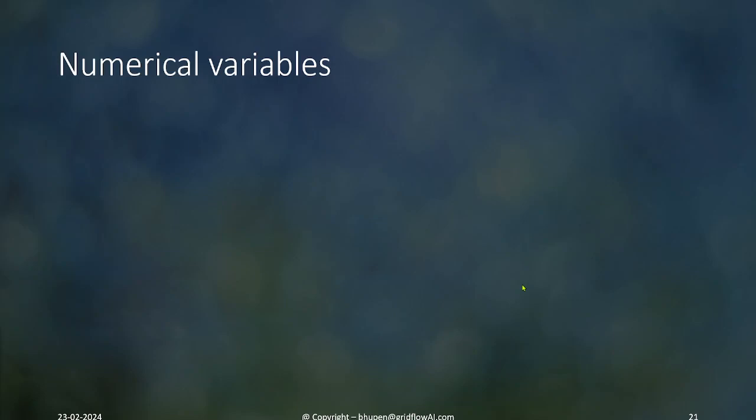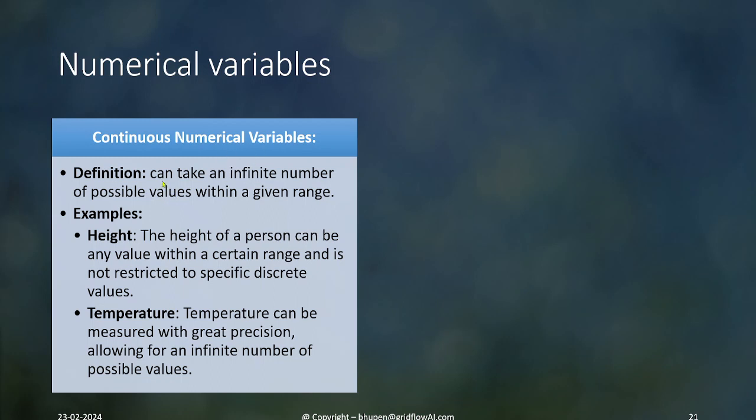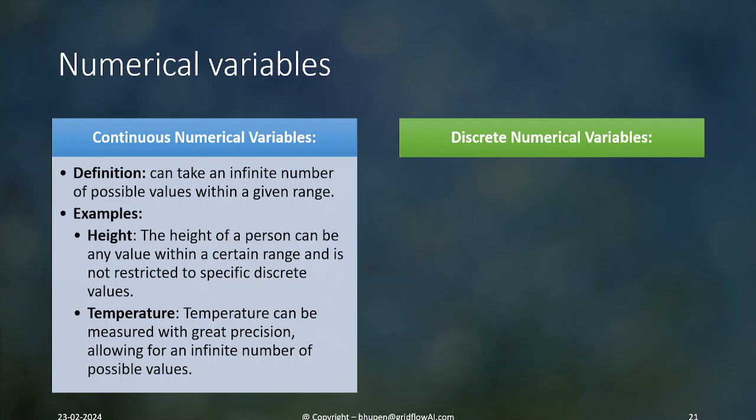So let's talk about some examples of numerical features. The first type is continuous numerical variables. They can take infinite possible values within a given range. An example would be height: 1.71, 1.79, 1.61, and so on. Temperature: 31, 31.1, 31.2, and so on. That's why it's called a continuous numerical variable. The other type is called discrete numerical variables.